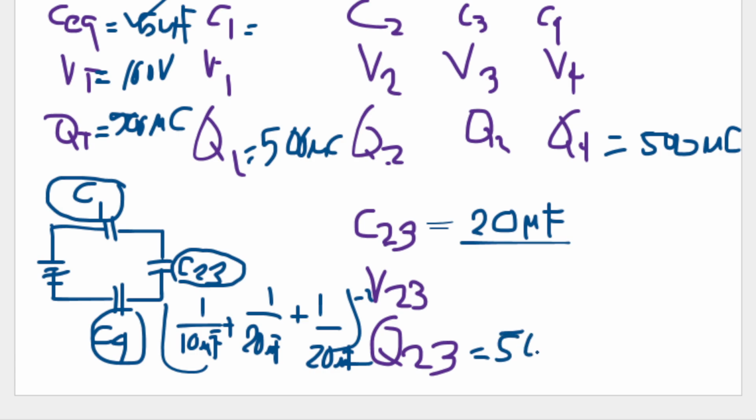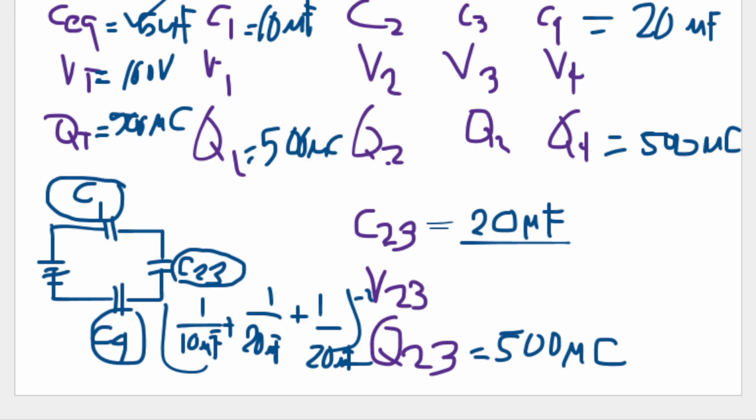So that is 500 microcoulomb. Okay? So using our C1 and C4, C1 is 10 microfarad. C23 is 15 plus 5, then we have 20 microfarad. So then we can solve for the V1, V4, and V23.